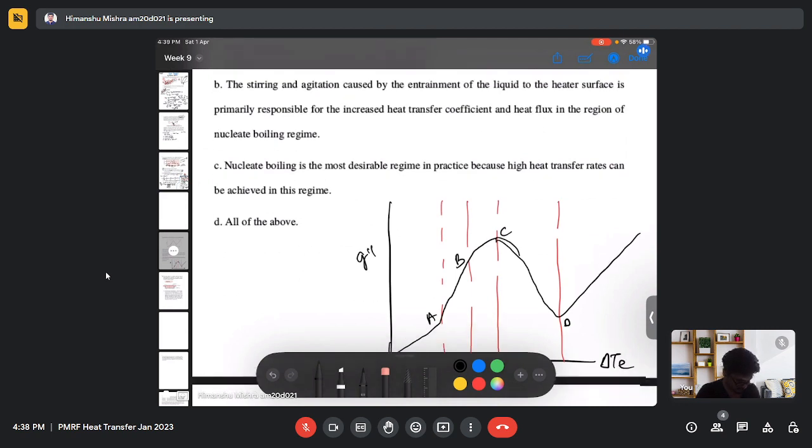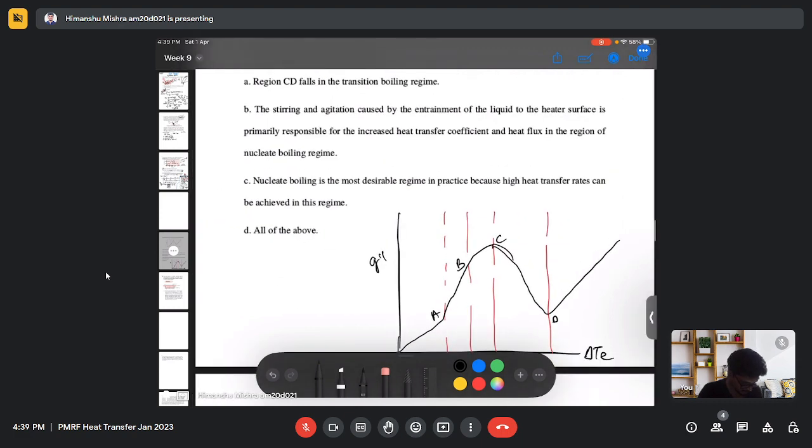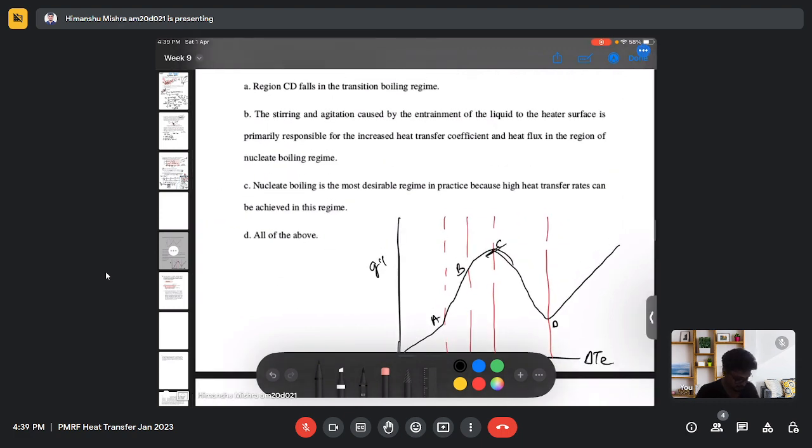So the first statement is the region CD falls in the transition boiling region. Yes, it is true. So the first option is correct. The second statement is the stirring and agitation caused by the entrainment of the liquid to the heater surface is primarily responsible for increase the heat transfer coefficient and heat flux in the region of nucleate boiling regime.